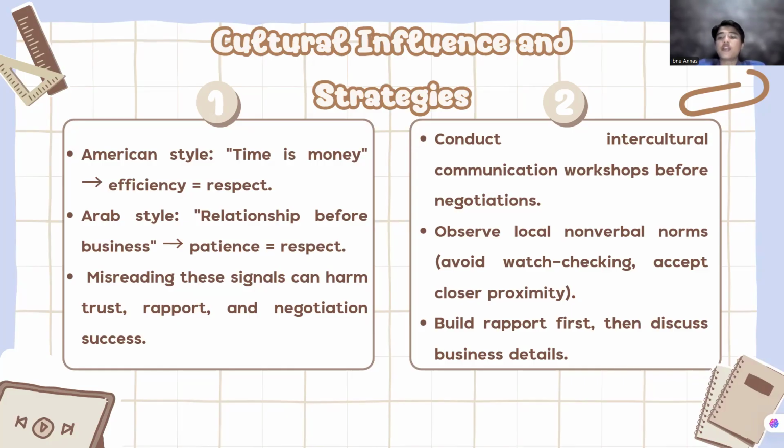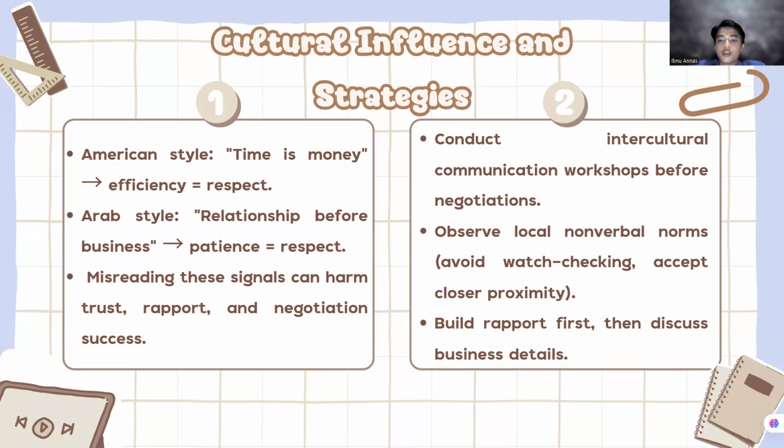The second one is to observe local nonverbal norms, such as avoiding watch checking or achieving a closer proximity. If you are in an Arab context, avoiding watch checking means that you are being patient. You want to get the trust, you want to get the warmth. While in America, if you check your watch, it means that you are professional. You respect the time because time is money. You respect the time, you respect the money too.